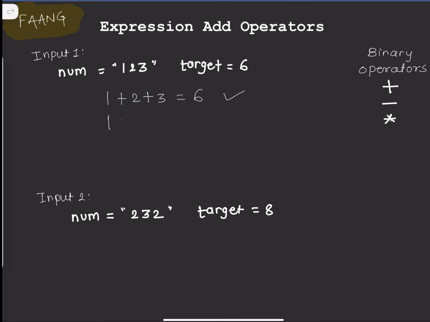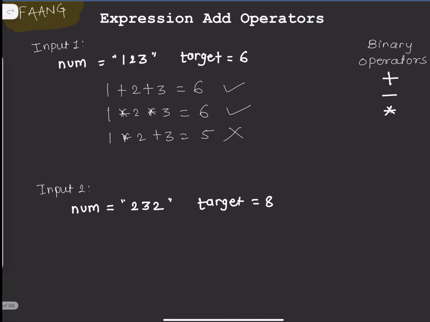Then we have 1 into 2 into 3, which evaluates to 6. Again, it's a valid expression. We have 1 into 2 plus 3, which evaluates to 5, which is not a valid expression. So we need to return all such expressions.